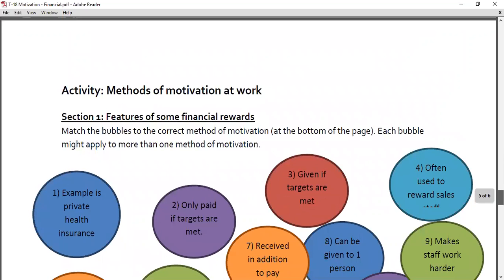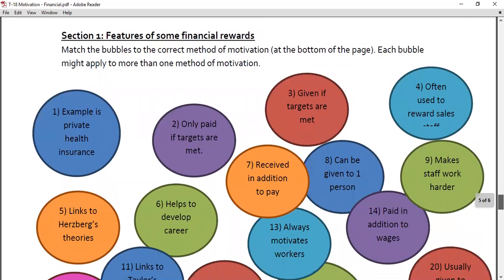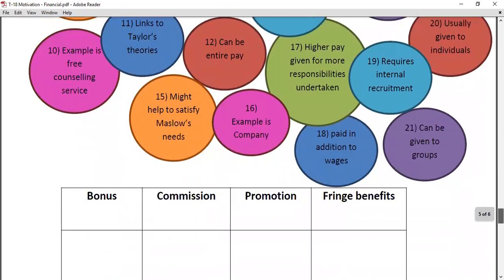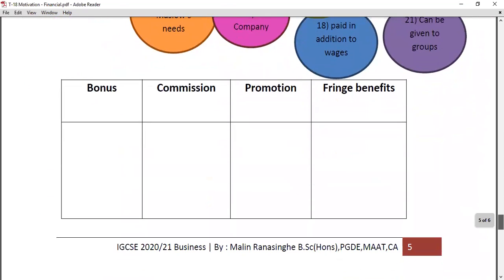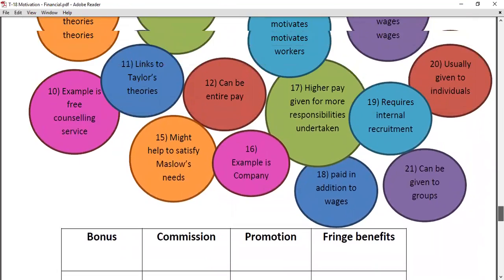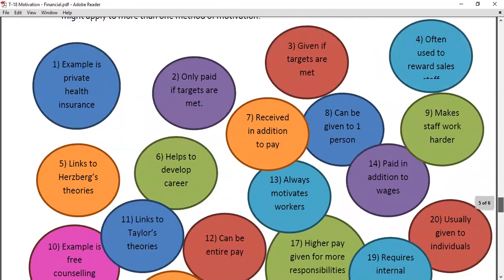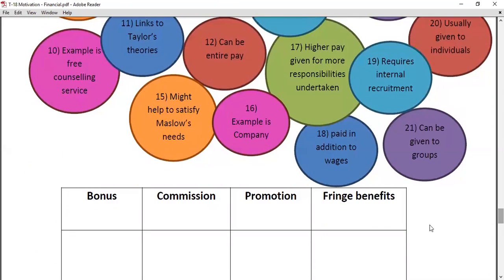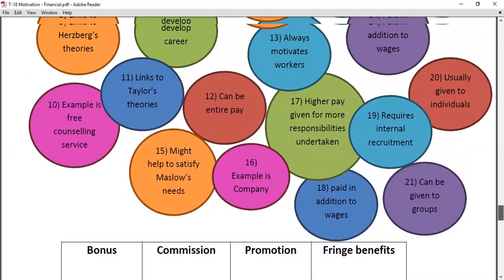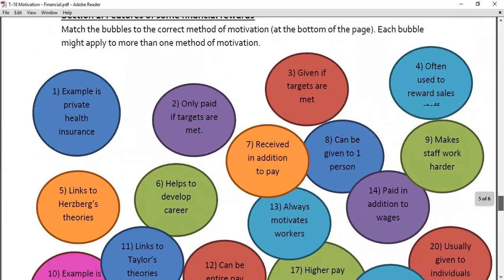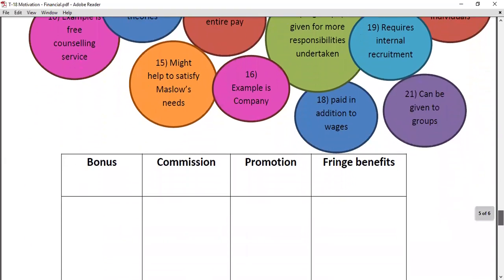Let's go to this activity, and you can tell me one by one whether it is a bonus, commission, promotion, or fringe benefit. Number one example is private health insurance. Private health insurance goes to fringe benefit, right? You can also contribute to the chat. Question number two: only paid if targets are met. What is that? Only paid if targets are met.